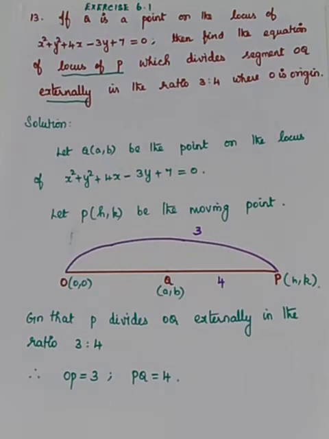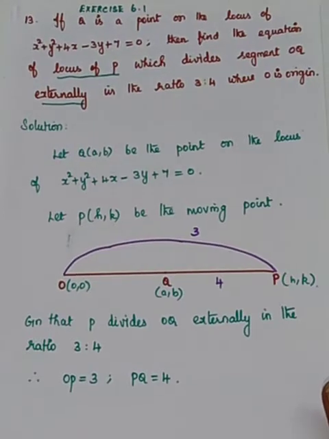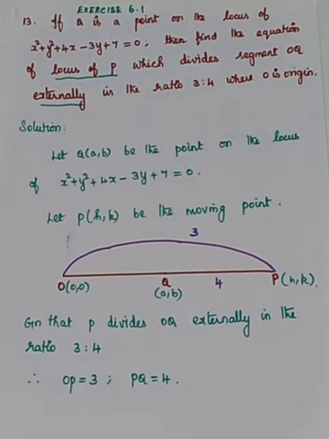Good morning, students. Exercise 6.1, problem number 13. If Q is a point on the locus of x squared plus y squared plus 4x minus 3y plus 7 is equal to 0, then find the equation of locus of P which divides segment OQ externally in the ratio 3:4, where O is origin.